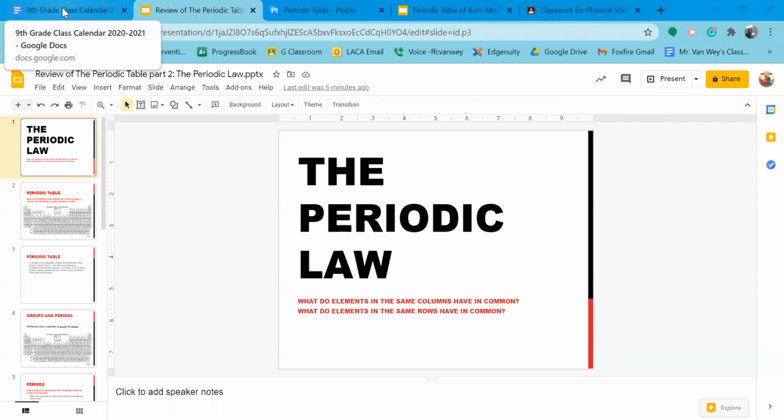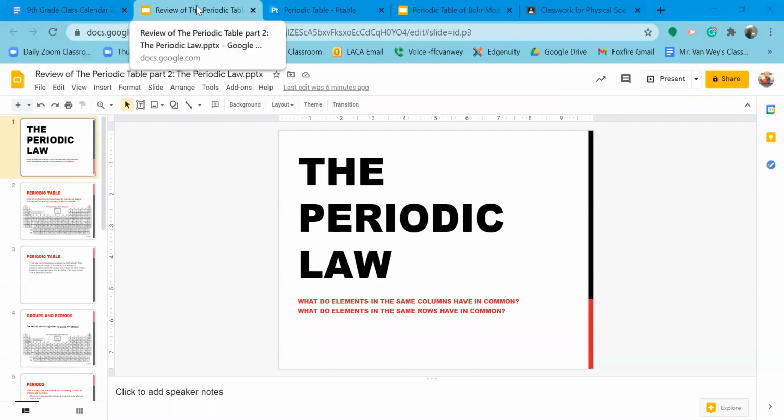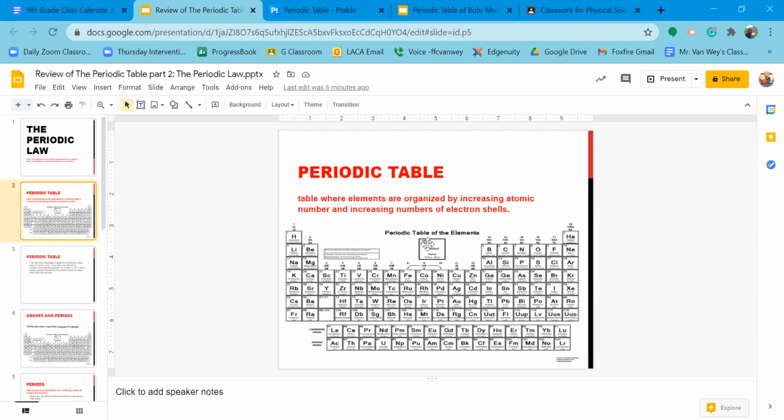Okay, guys, this is our 7.3 assignment over groups and periods, also known as the periodic law. And this answers the question, on the periodic table, what do elements in the same columns have in common? And what do the elements in the same rows have in common? There's a reason for the way the periodic table is arranged, okay? They're organized by increasing atomic number and increasing number of electron shells. So we'll take a look at that as we go here.